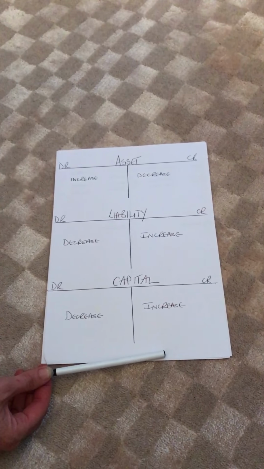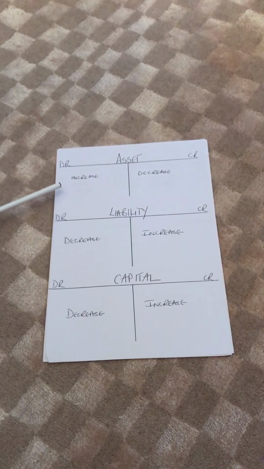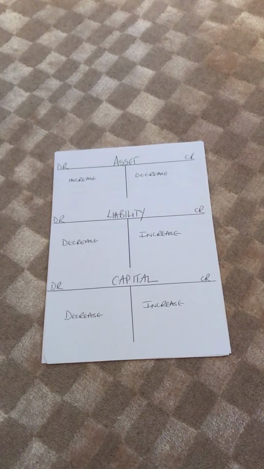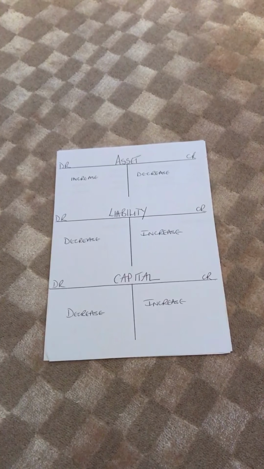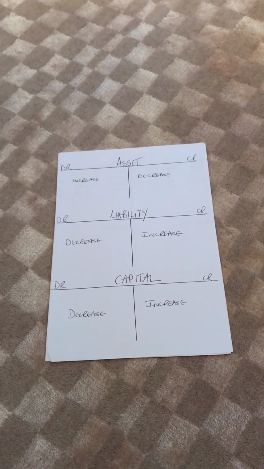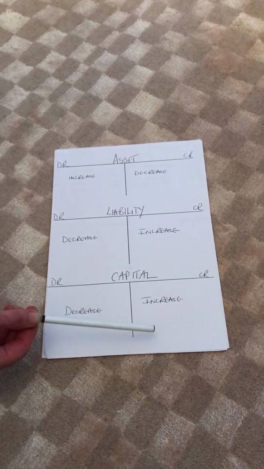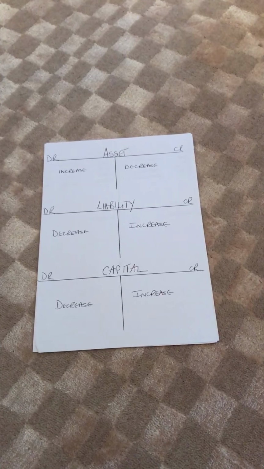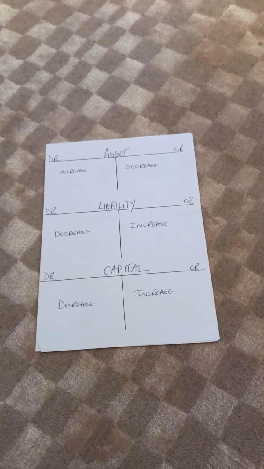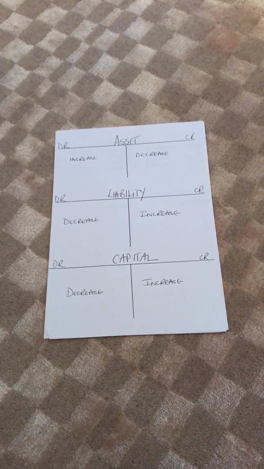Always use your tables and work out whether the asset is increasing or decreasing. Work out whether you have a liability and is it decreasing or increasing. Work out if you have capital and say if it is decreasing or increasing. The table, therefore, will tell you whether to debit or credit. Practice makes perfect.